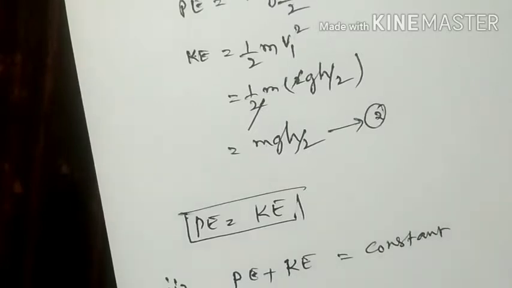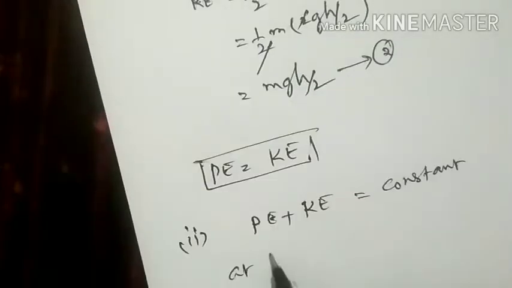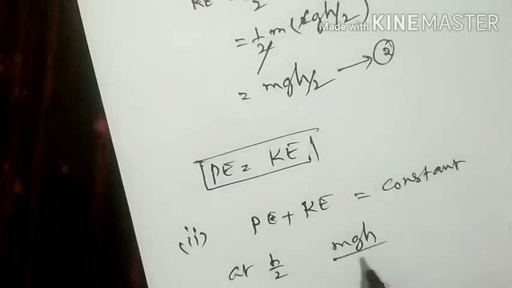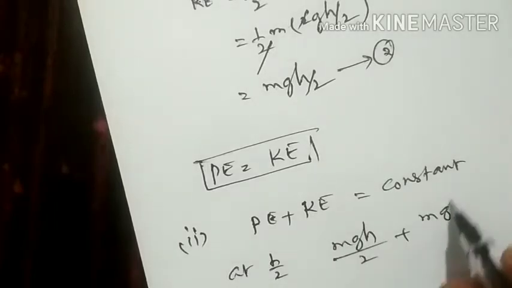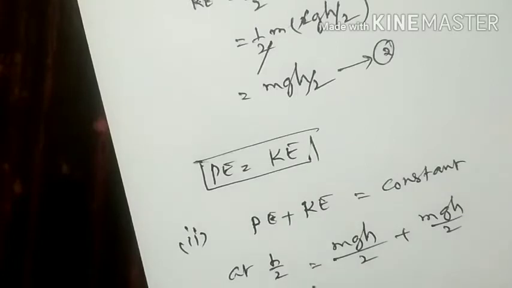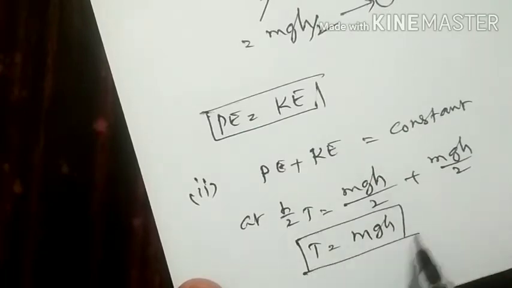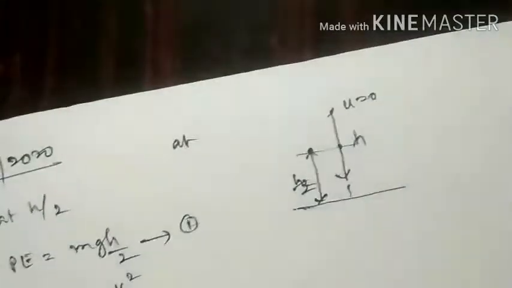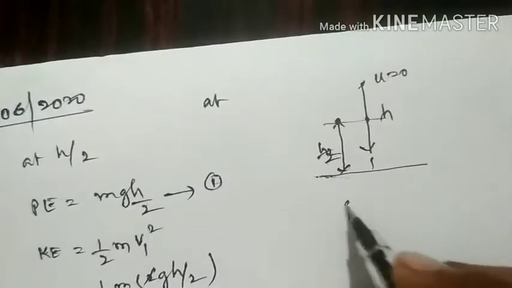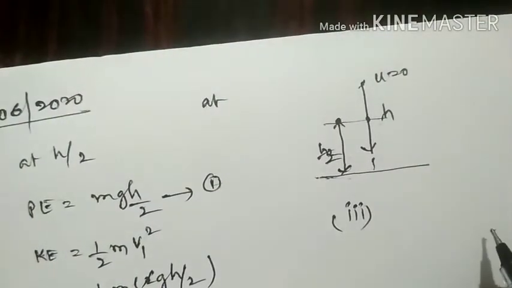For example, at the midpoint, take h by 2. At h by 2, the potential energy is mg h by 2 plus the kinetic energy mg h by 2. So the total energy is mgh. Total energy is mgh. Like this we are going to get.